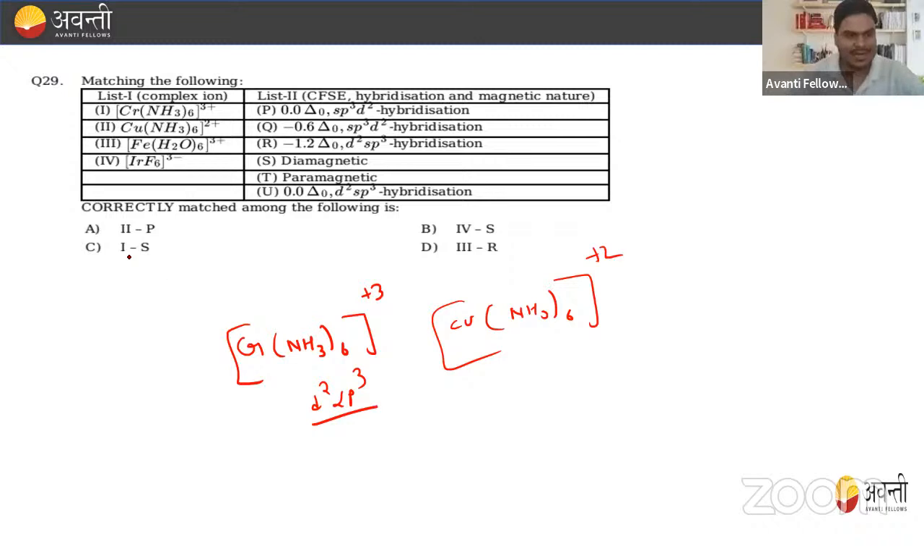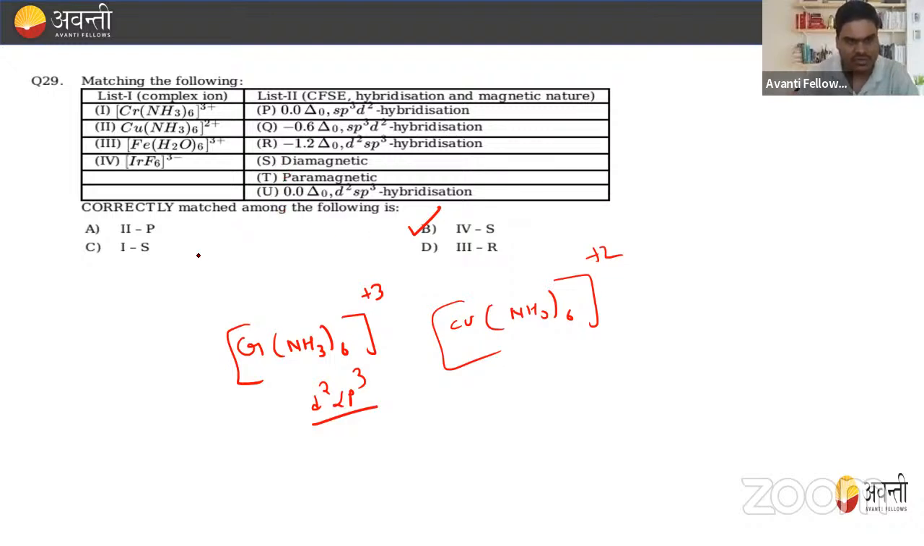So correctly match among the following, right? You have to identify the correctly matched one. In this, the fourth is absolutely correctly matched. How? Because in the fourth we have IF6 and F is a weak ligand, so it is diamagnetic, right?